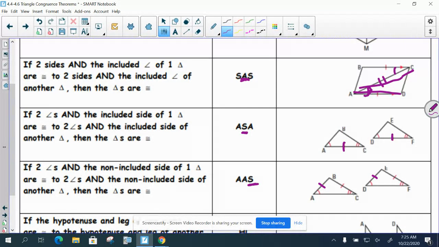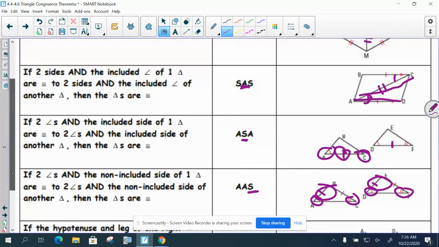It would also work if the tick mark was over on this side. This would just go the opposite way: angle, angle, side. Angle, angle, side. Whereas up here, it's angle, side, angle. You have to go around the triangle, either clockwise or counterclockwise. It doesn't matter, just however the diagram is marked.